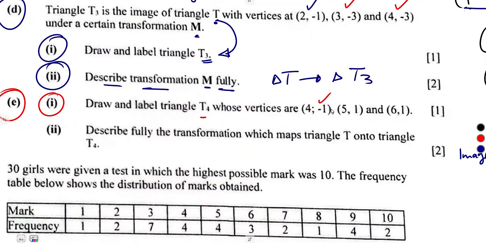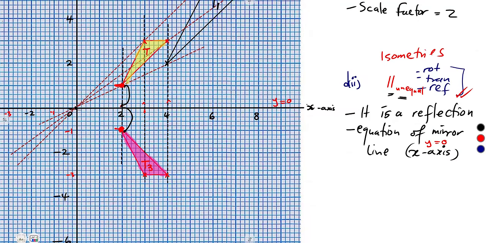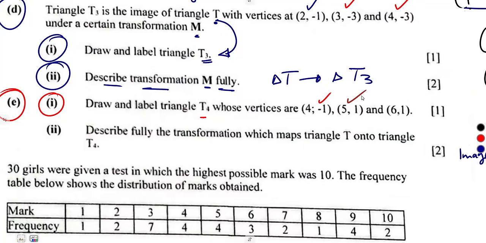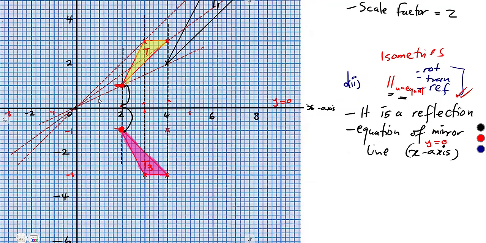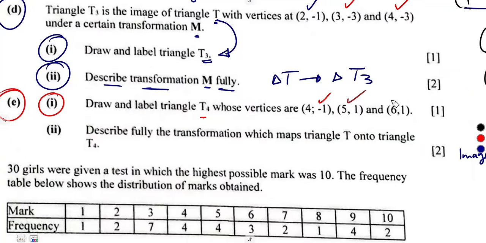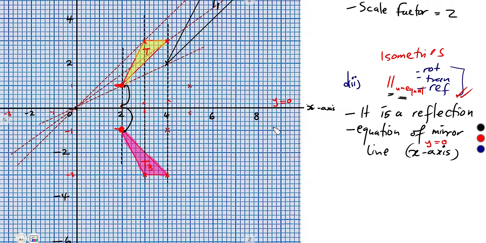4, minus 1. All right, so we're going to mark the point (4, -1). 4 and minus 1, that's here. Another point, (5, 1). 5 and 1 on top, that's here where they meet. You mark the point (5, 1), and (6, 1), 6 and 1 also here.